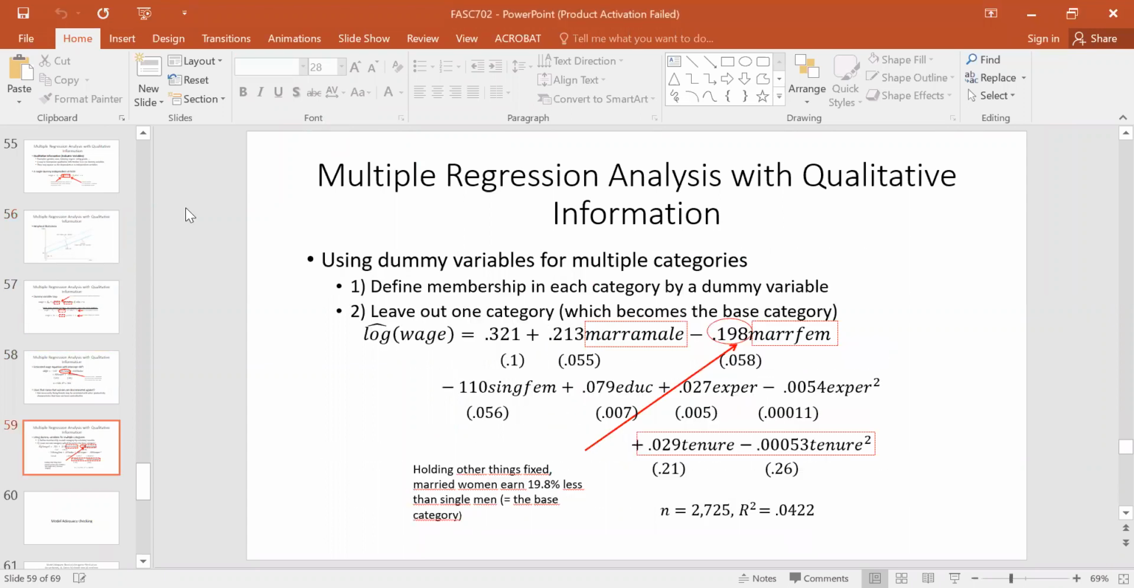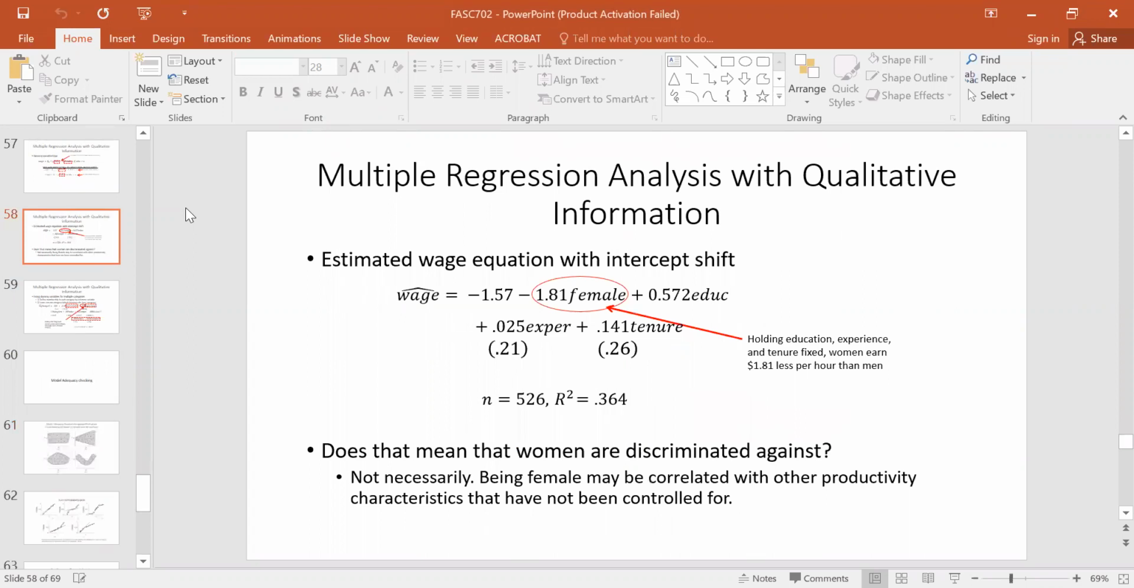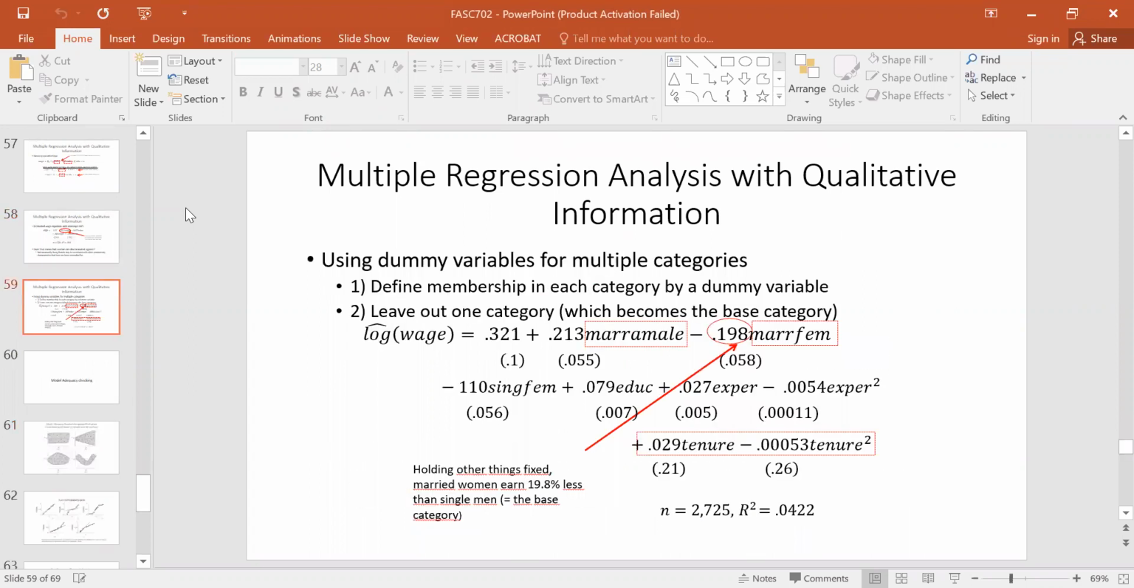Let's make progress. I have 9 minutes to switch to the examples. My dear friends, this is something we'll talk about quickly. Over here, we left out a single man. So please look at the interpretation. Here, I will say married males make 0.213 more than single men. The category you left out is a single man, so you compare everything to the single man.